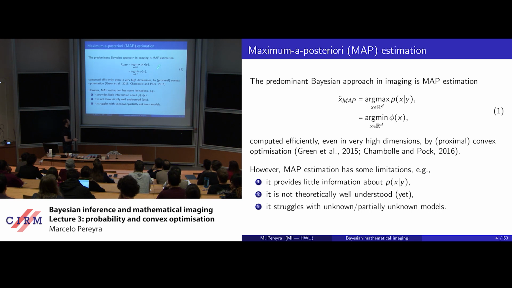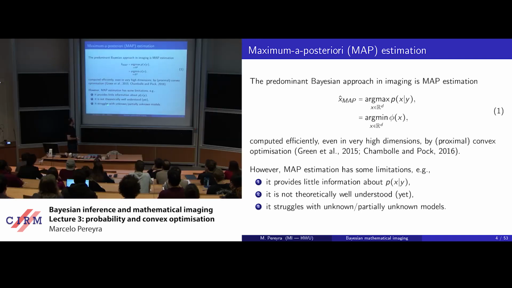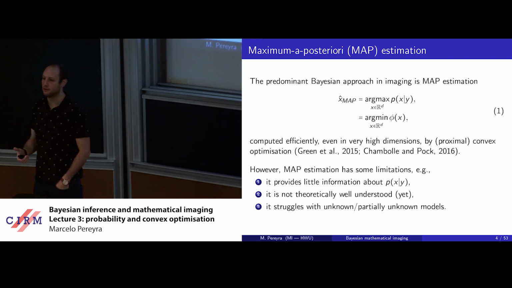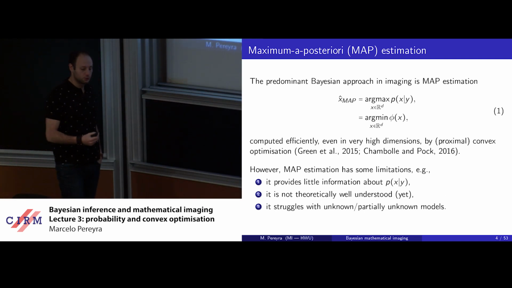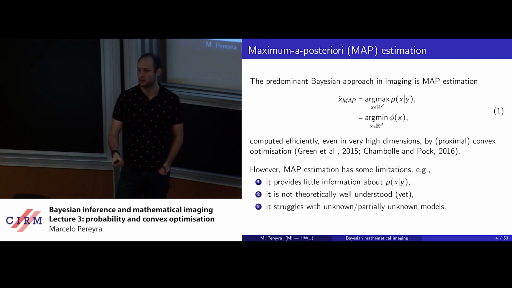We're just going for the maximizer of our density, and we're declaring this is my estimator. But it's not very clear why this is a good estimator. What are its optimality properties? What are you summarizing? And finally, we also said that this kind of approach struggles when you have unknown parameters in your model other than x. So regularization parameters are a classic example of parameters for which we don't have a good value a priori, and that make us struggle.